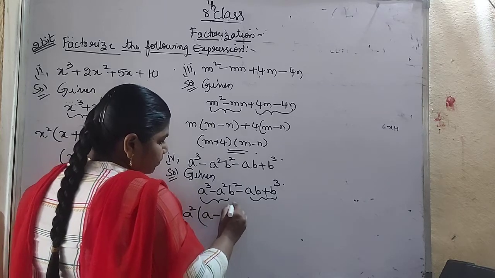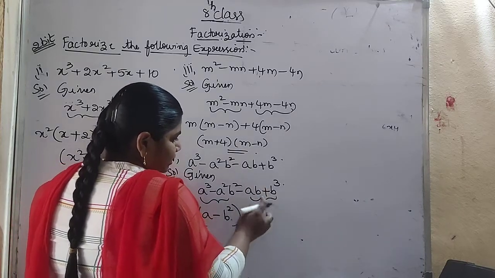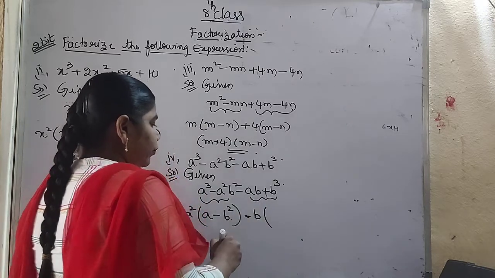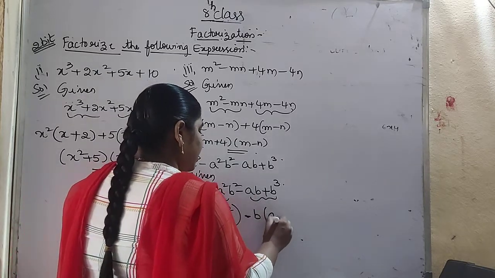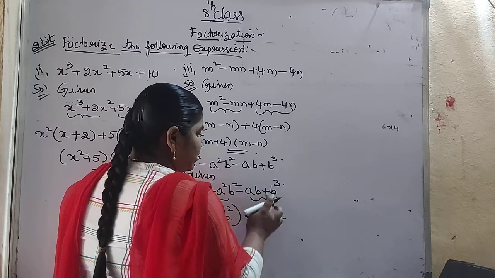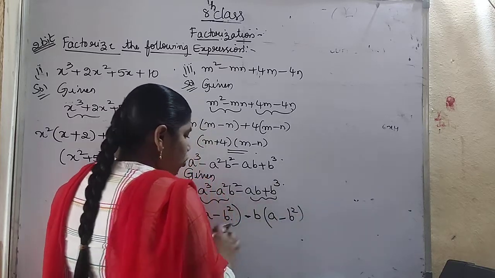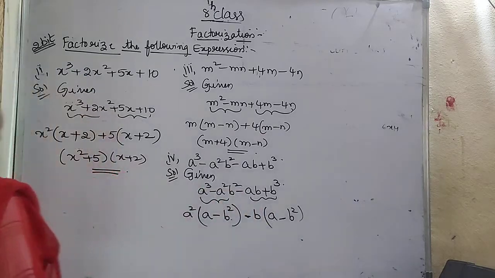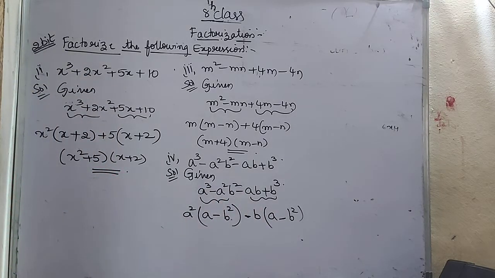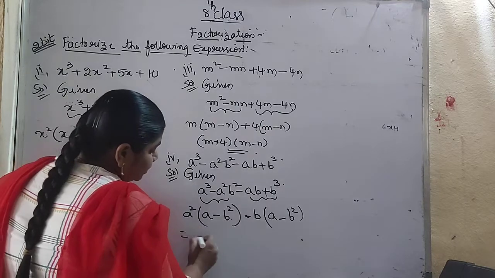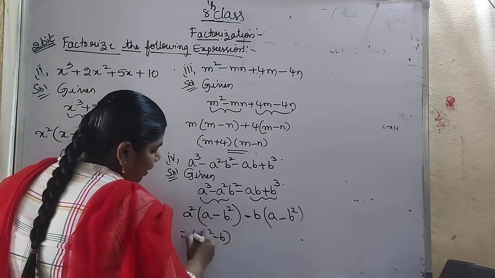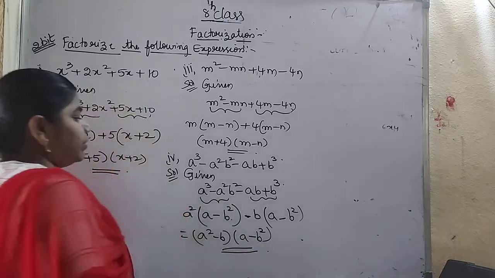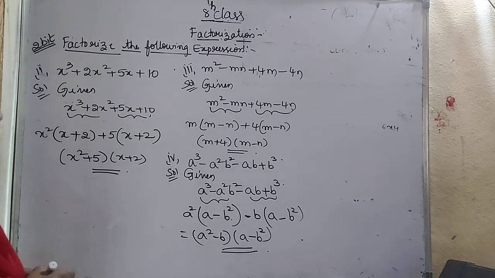Now in these two, minus b is common. And what are the remaining terms? a, and minus into plus will be minus, so here b square. So you got both as common factors. Here also a minus b square, there also a minus b square. So now what are the factors? a square minus b is one factor. a minus b square will be the other factor. So this is our fourth solution.